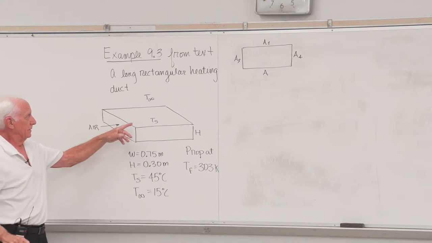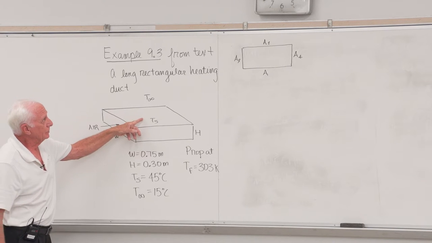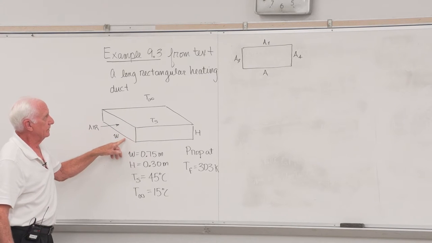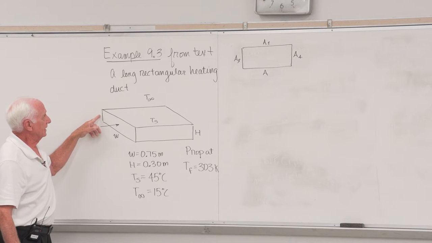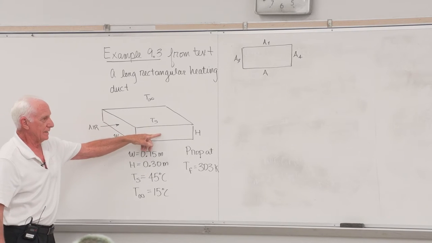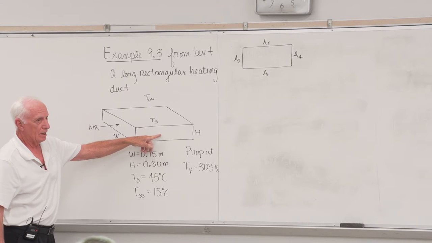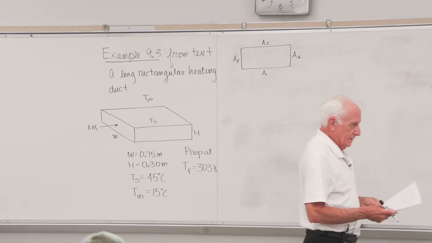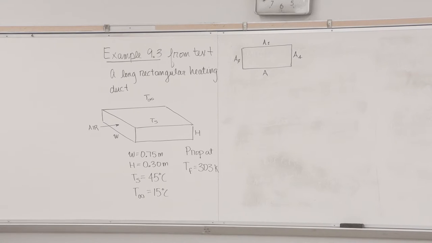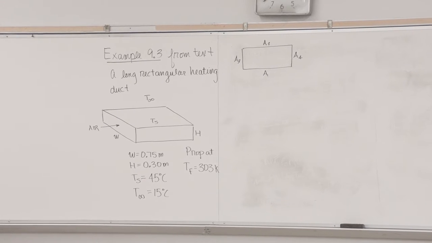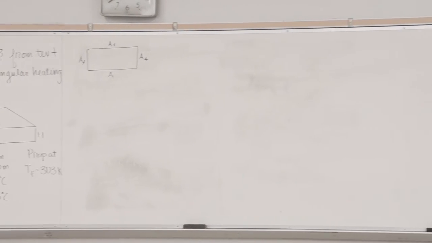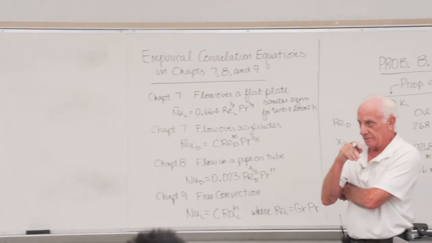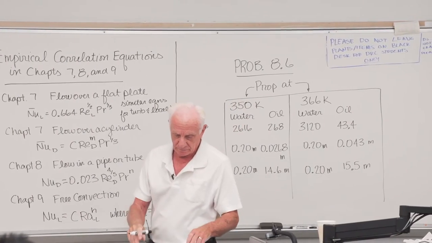This picture here, the top surface is A2. The bottom surface here is A1. The left-hand side is A3. The right-hand side is A4. Okay, four surfaces. You can see what we've got. We've got two side surfaces, and what are they? Vertical surfaces, and two horizontal surfaces, top and bottom.